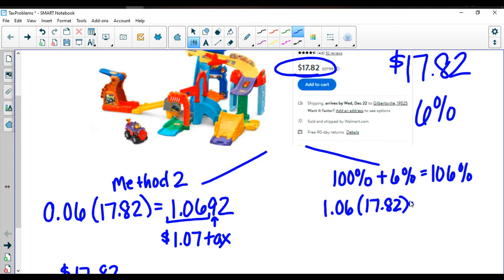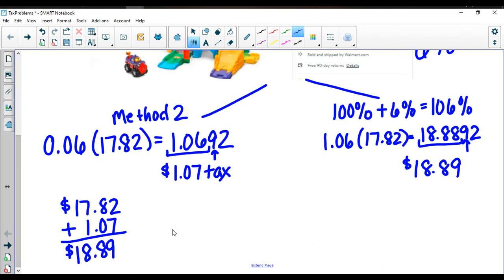And when I do 1.06 times 17.82, I get 18.8892 on my calculator. And I'm going to go ahead, again, follow regular rounding rules, which will give me $18.89 then. So you can see using either method, we get the same exact answer. And again, like I said, method two is useful if you're just looking for your final cost.